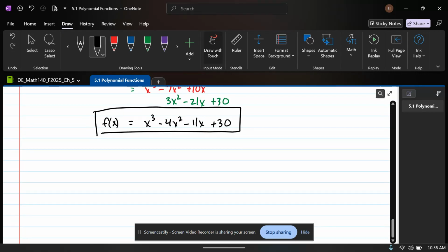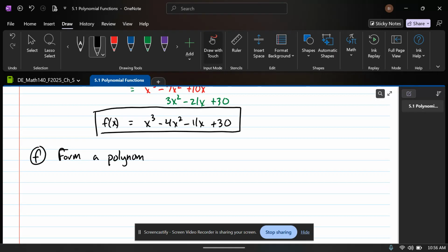Let's do another. Form a polynomial with zeros negative 4, 2, multiplicity 2, and negative 1, multiplicity 2. In standard form.